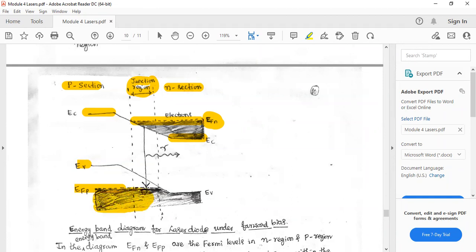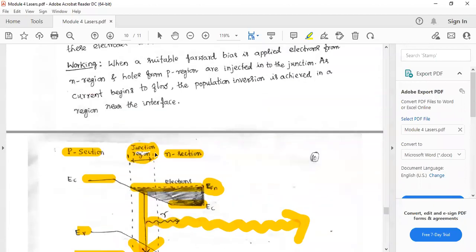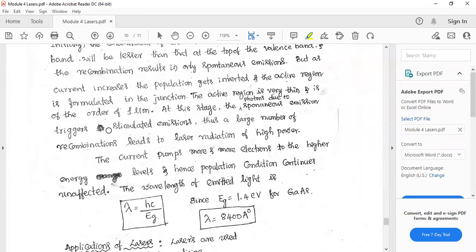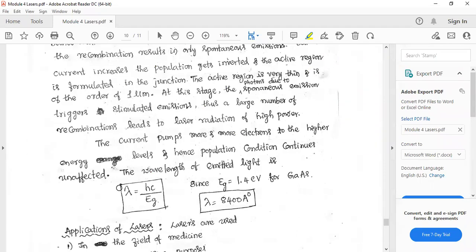This is a highly populated hole region. Holes are heavily populated here, that is, there is a deficiency of electrons. Therefore, these electrons will directly come to the valence band of the p region, and hence recombination takes place and laser light will be emitted. That's it. This is the working of the PN junction diode. I have already shared the notes, and you can just go through them.